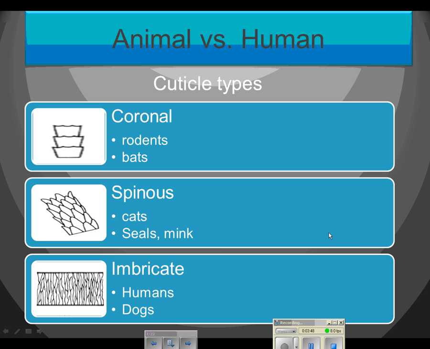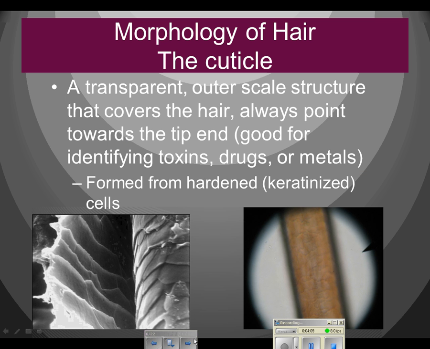Now, we have 3 different cuticle types, and this is going to help us differentiate between animal and human hair. Coronal patterns kind of look like a stack of crowns, and we're going to find that in rodents and bats. The spinous pattern looks like spines, and we'll find that in cats, seals, and mink. And the imbricate pattern we'll find in humans, dogs, and many other animals. So the imbricate pattern is what we're going to see, and that's what we saw on the last slide here. This is the imbricate pattern up close.